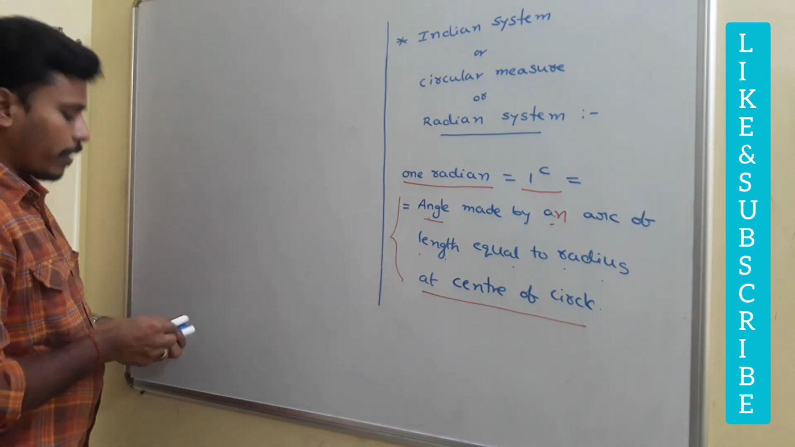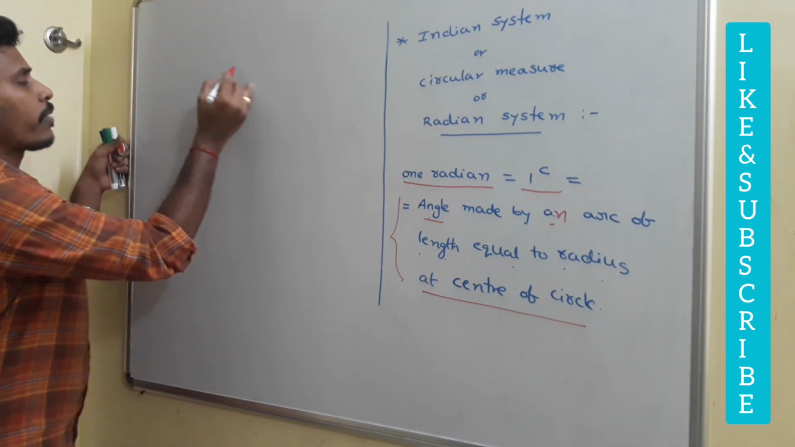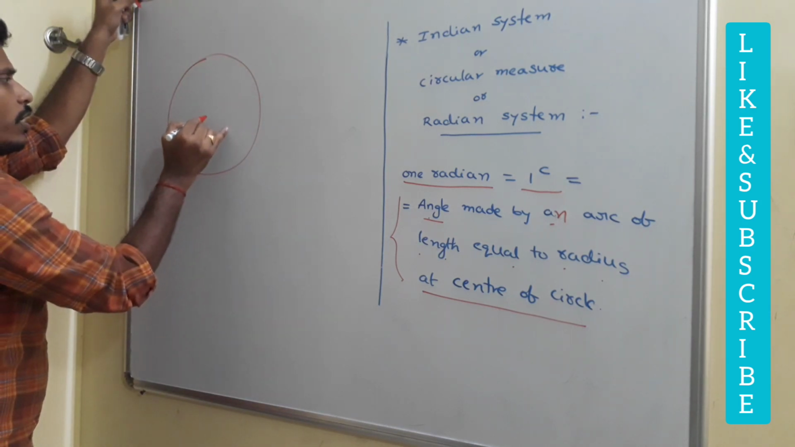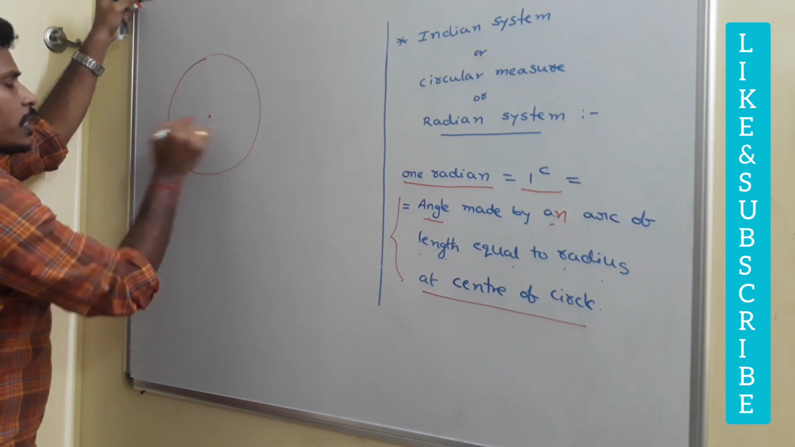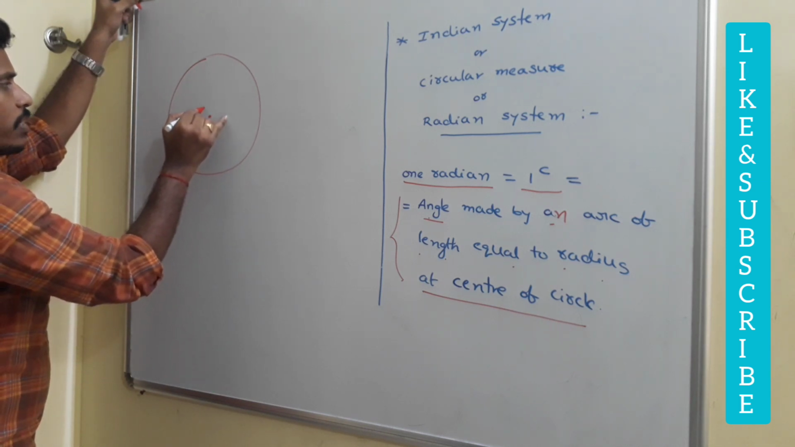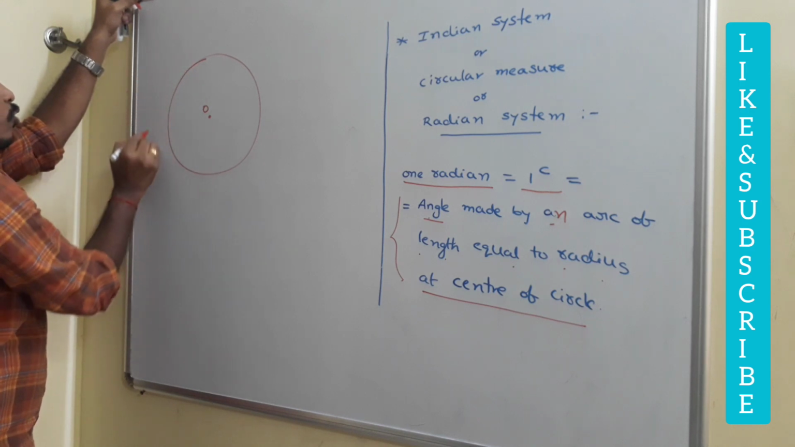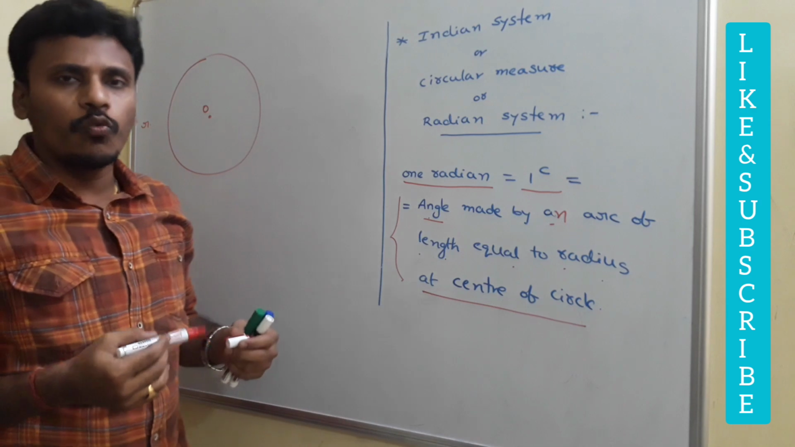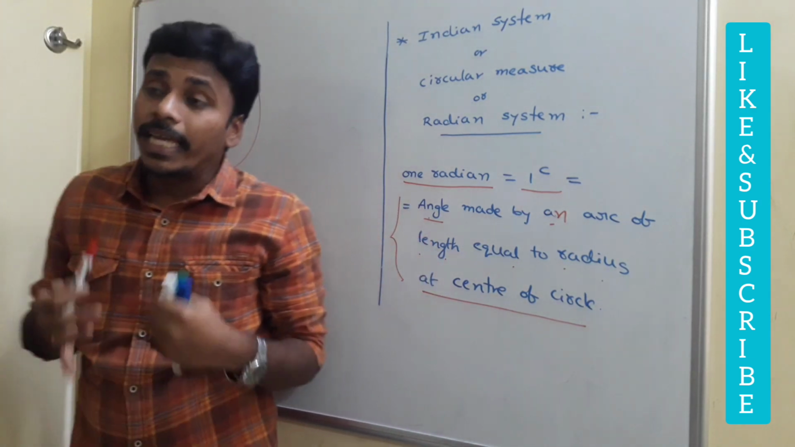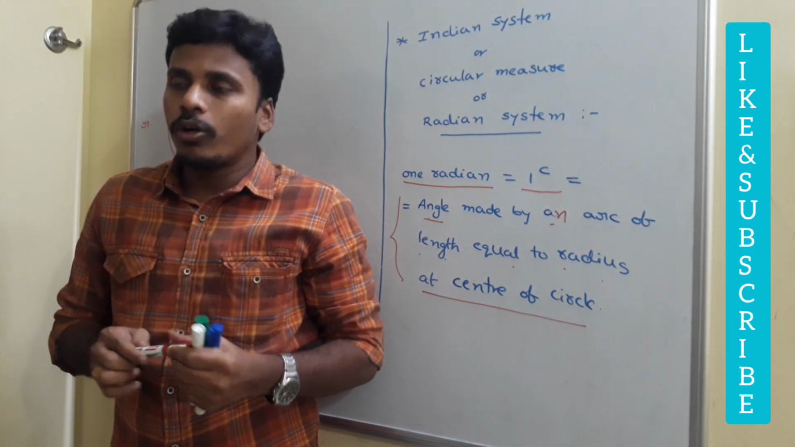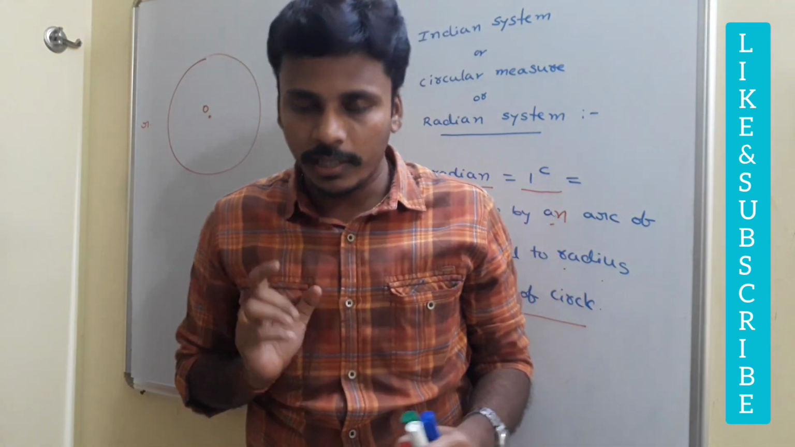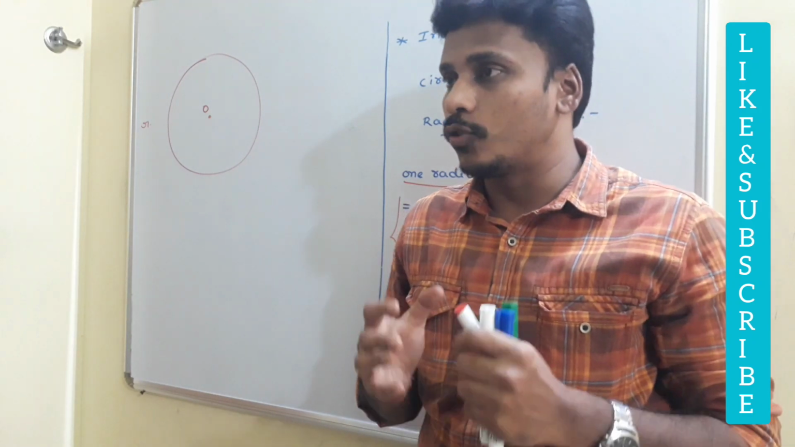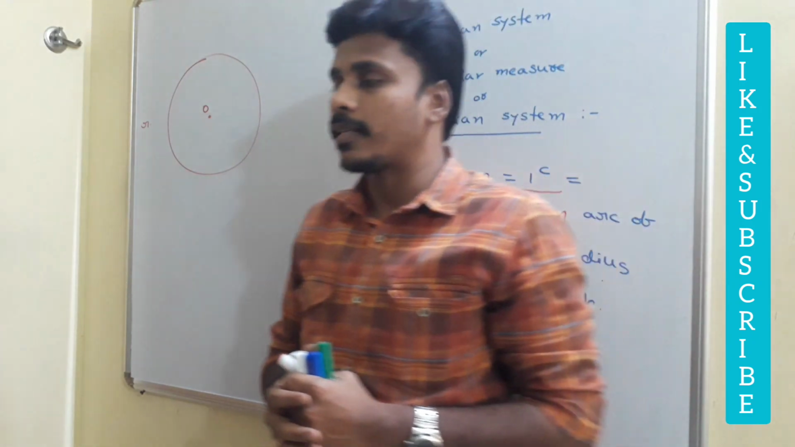For example, if you have a circle like this, surely there is a center and there exists a radius for this circle. So if the center of the circle is some O and the radius of the circle is some R, right? Take any circle as you wish, no problem. You need to know the center and radius of that particular circle. So I have just drawn a circle on the board, and the center of the circle is O, whereas the radius of the circle is R.